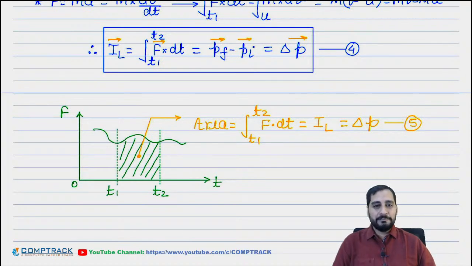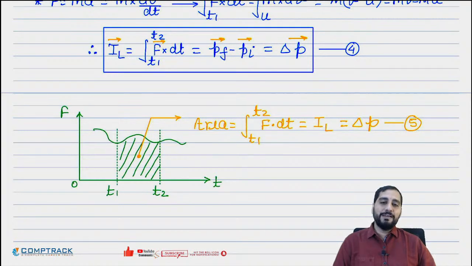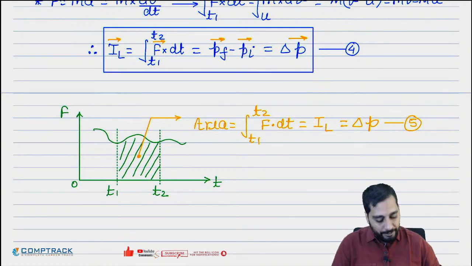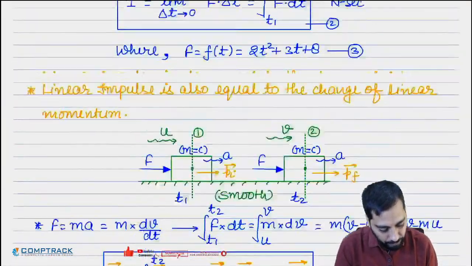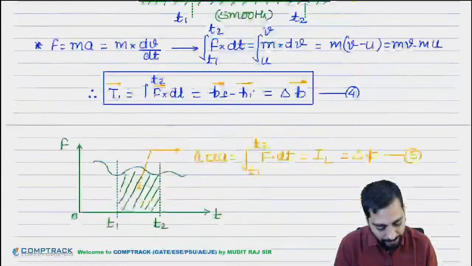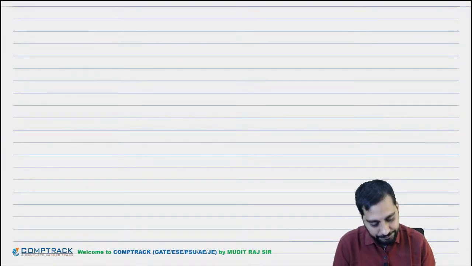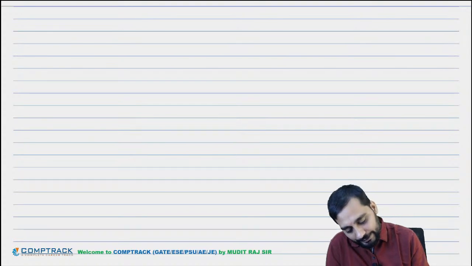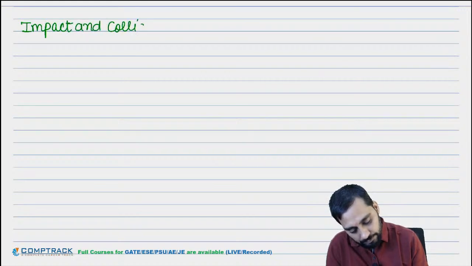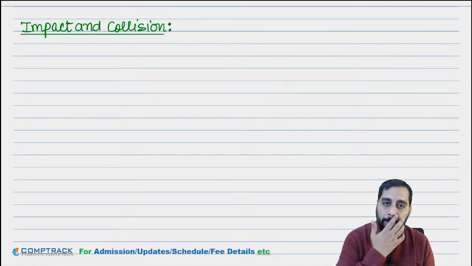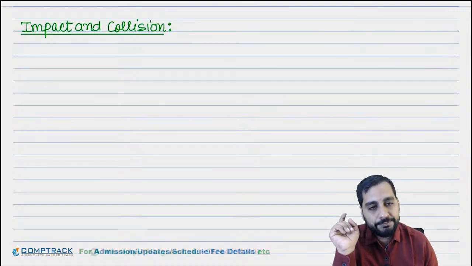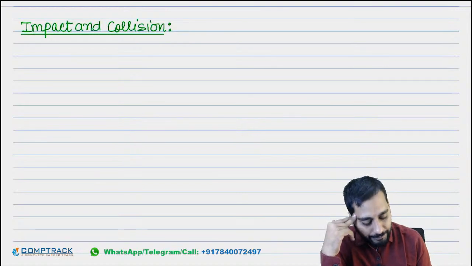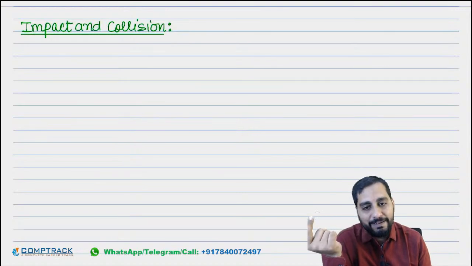Yes, very good. So this method is called your impulse and momentum method. Okay, now write down the heading. All this we have done. Now write down the heading: Impact and Collision. So that was impulse and this is impact. Okay, so write down here what is impact and collision.